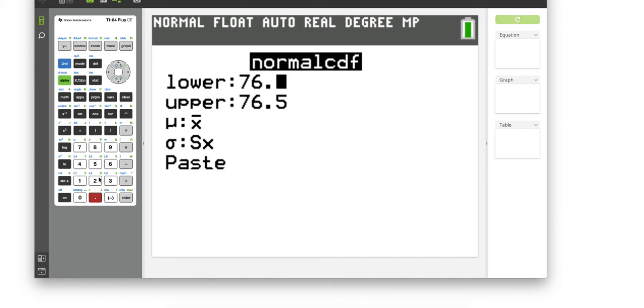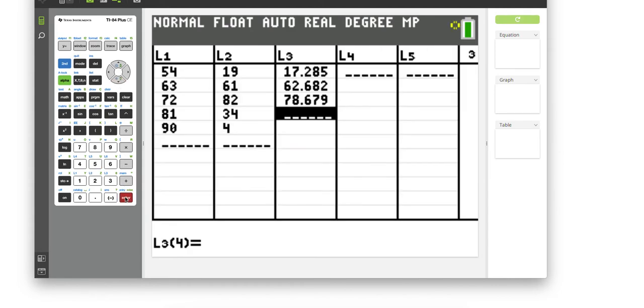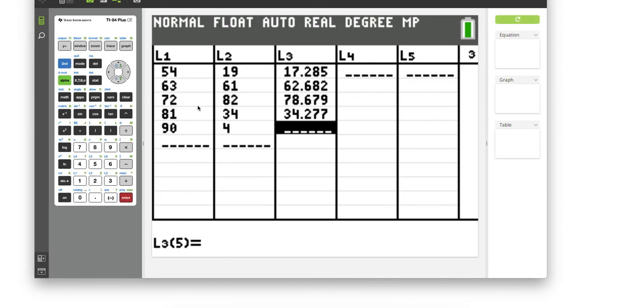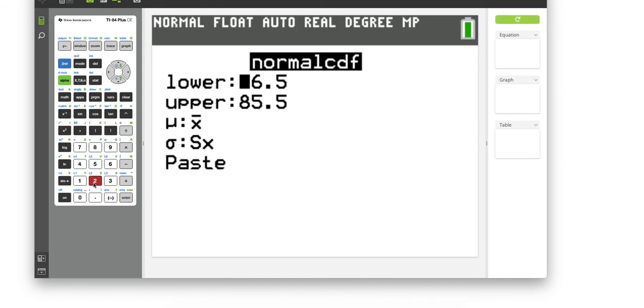76.5, 85.5. Go down to paste. Times 200. Hit enter. 1 more. Again, wow, that's really close. 34, 34.